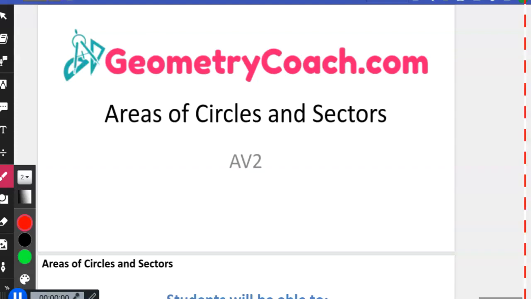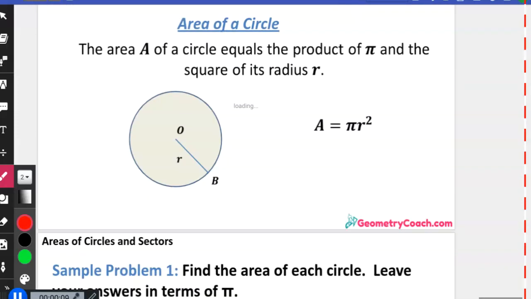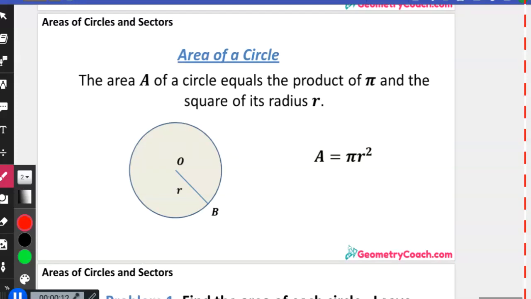Okay, we're going to do some area and perimeter of circles. We're also going to get into portions of circles, which will be new. I know you guys know how to do area and perimeter of a circle, which is actually called circumference. But we'll do a quick review.